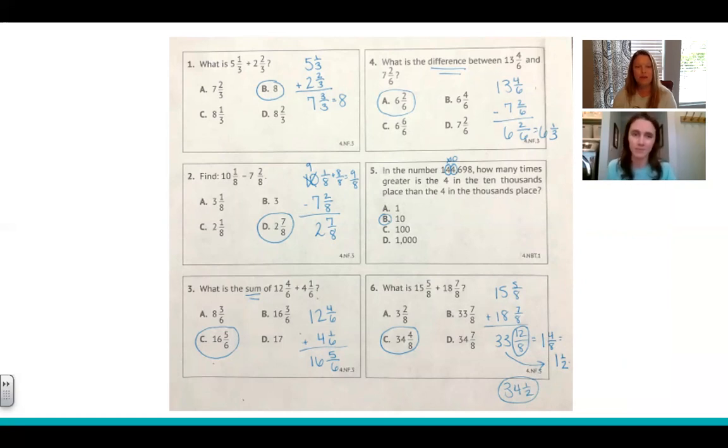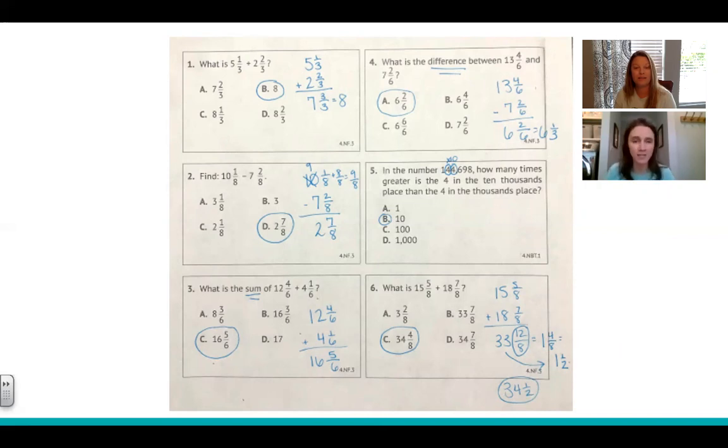Good. Number 2 is one of the tricky ones. So I'm going to set it up by stacking it. I know that I can't do 1/8 minus 2/8. So I've got to borrow a whole and add a whole. So now I have 9/8 minus 2/8 is 7/8. And then 9 minus 7 is 2. Remember, we can always plug it back in to check it too with addition. Awesome. All right. And then number 3, what is the sum of 12 and 4/6 plus 4 and 1/6?